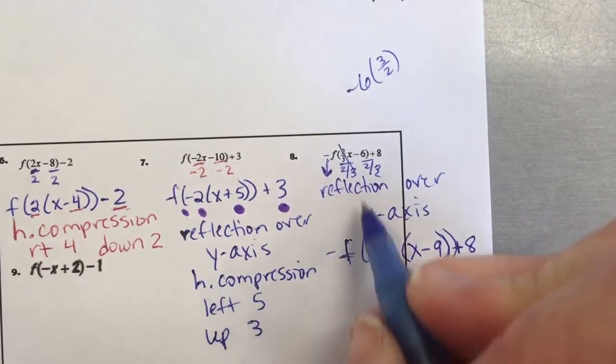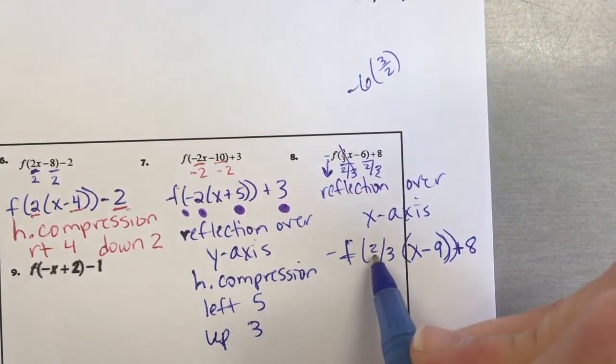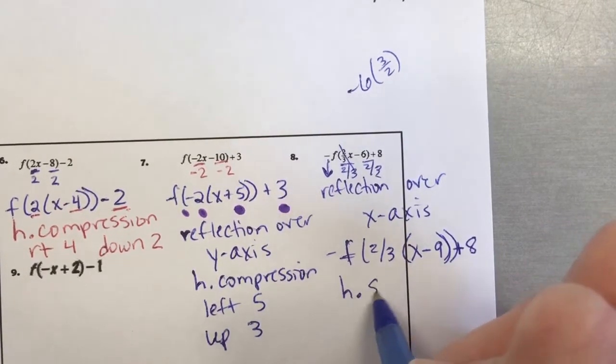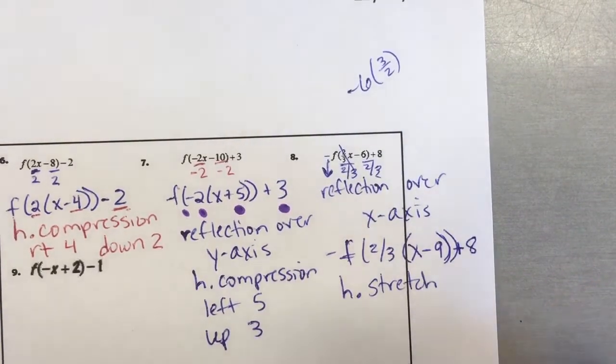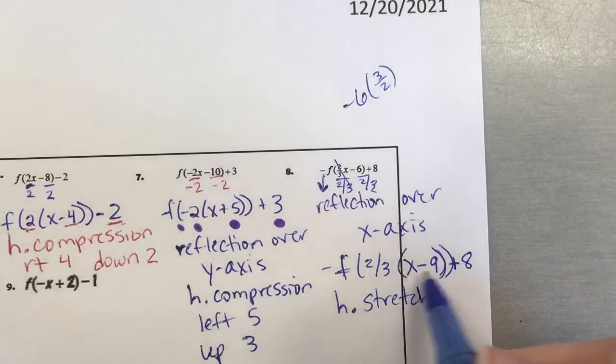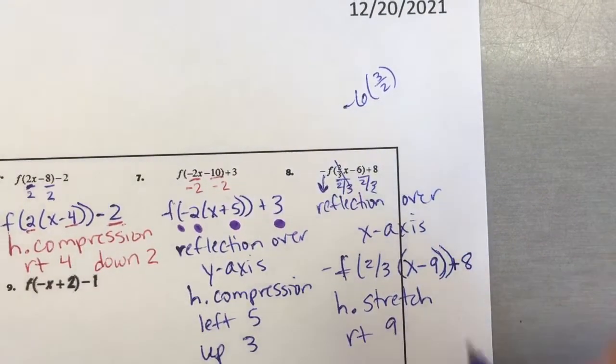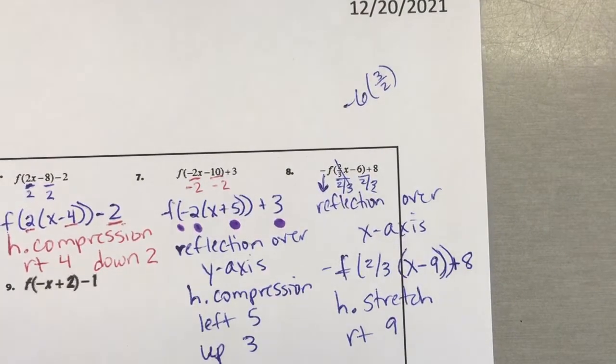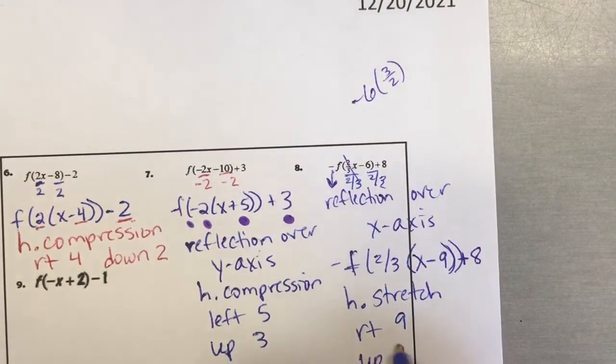All right, negative, we said reflected over the x-axis. We've already done that. The 2/3 would be a horizontal stretch, which would actually make it wider. The -9 moves it right 9. And the +8 moves it up 8.